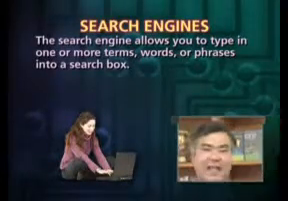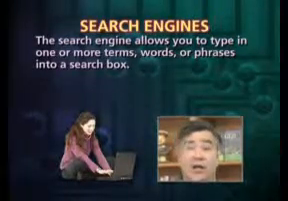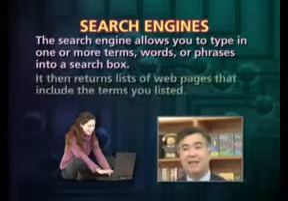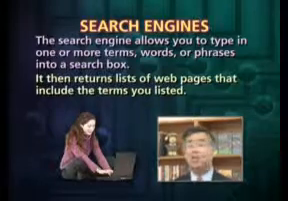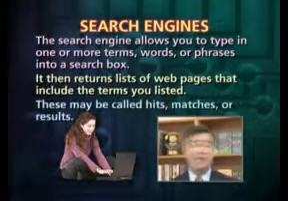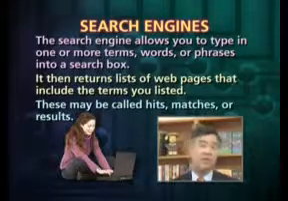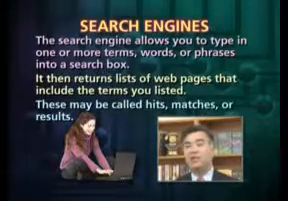Most search engines work in a similar fashion. The search engine allows you to type in one or more terms, words or phrases, into a search box. It then returns lists of web pages that include the terms you listed, and these may be called hits, matches, or results. Some search engines also list paid advertisements related to your search terms. When you're doing research for a paper, these ads will probably be irrelevant to your work. For example, if you were researching Lincoln's assassination, a search engine might list ads for companies that sell Lincoln memorabilia or DVDs about Lincoln's assassination.